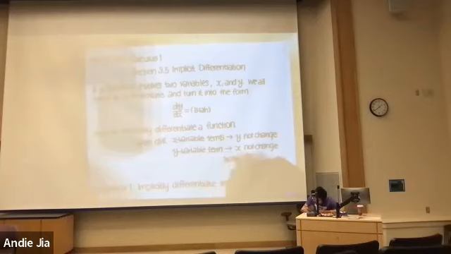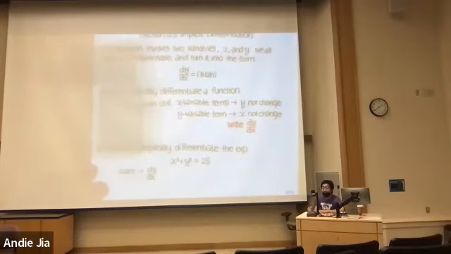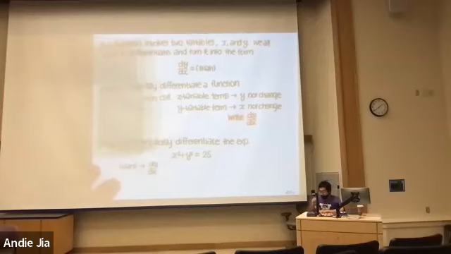Expression. We have x squared plus y squared equals 25. We want to get y as a function of x. So this is the first thing we need. And now we're going to start taking the derivative of both sides.